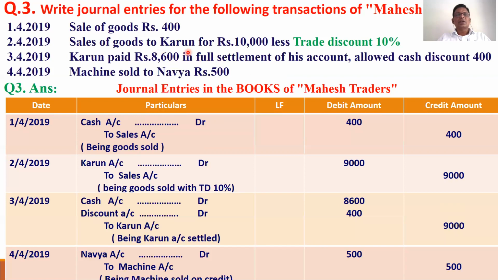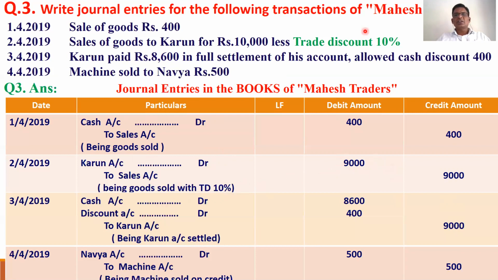So once again, see the journal entries here. Sale of goods means we sold goods, cash is coming in, so cash account is debited. When goods are sold, sales account is credited: cash account to sales account, being goods sold. Sale of goods to Karun for 10,000 less trade discount means the actual transaction is only for 9,000. So when we sell goods, sales account is credited and the receiver, Karun's account, is debited: Karun account debit to sales account 9,000, being goods sold to Karun with the trade discount of 10%.